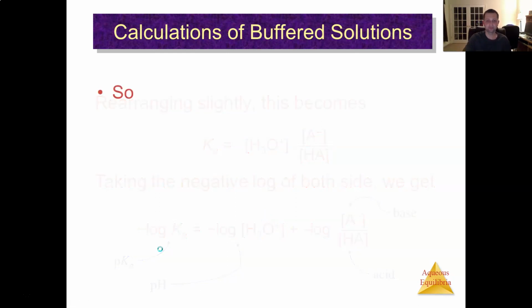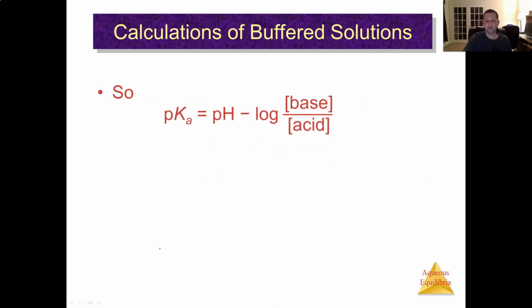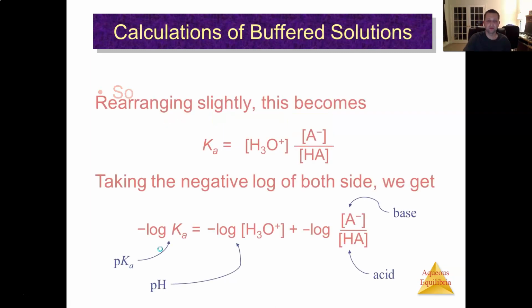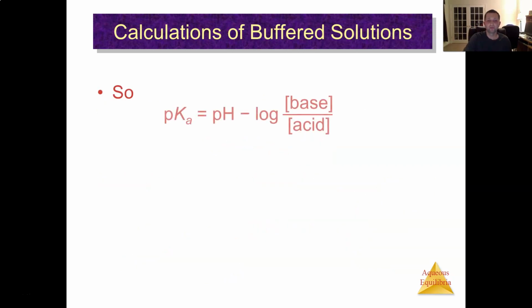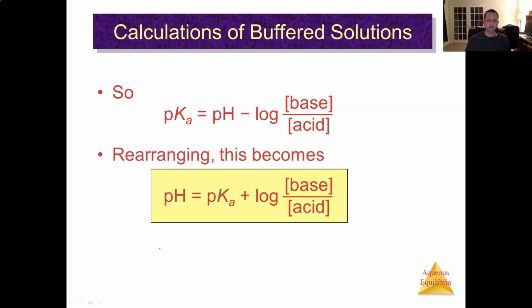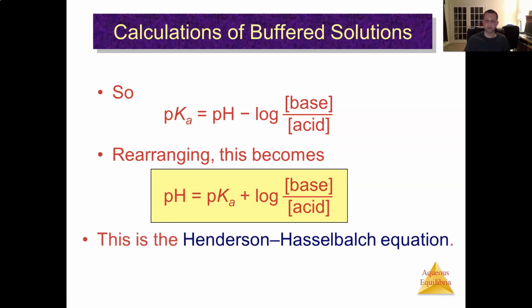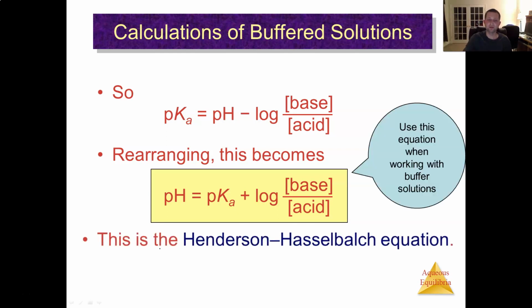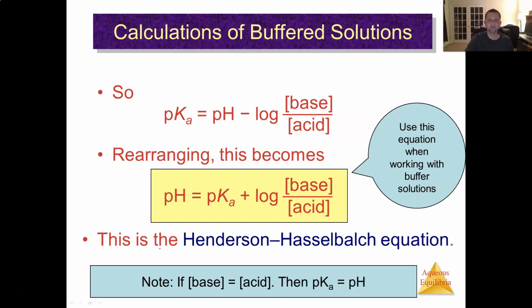Let's simplify it. Plugging in pH and pKa, just replacing the negative log of Ka and negative log of H plus with those, we end up with this. Rearrange it a little bit more to get pH alone on the left-hand side, and you end up with pH equals pKa plus log of conjugate base over your weak acid. That is your Henderson-Hasselbalch equation, and that is the key to a lot of buffer calculations. Don't use it for anything else. It's just for buffer solutions.